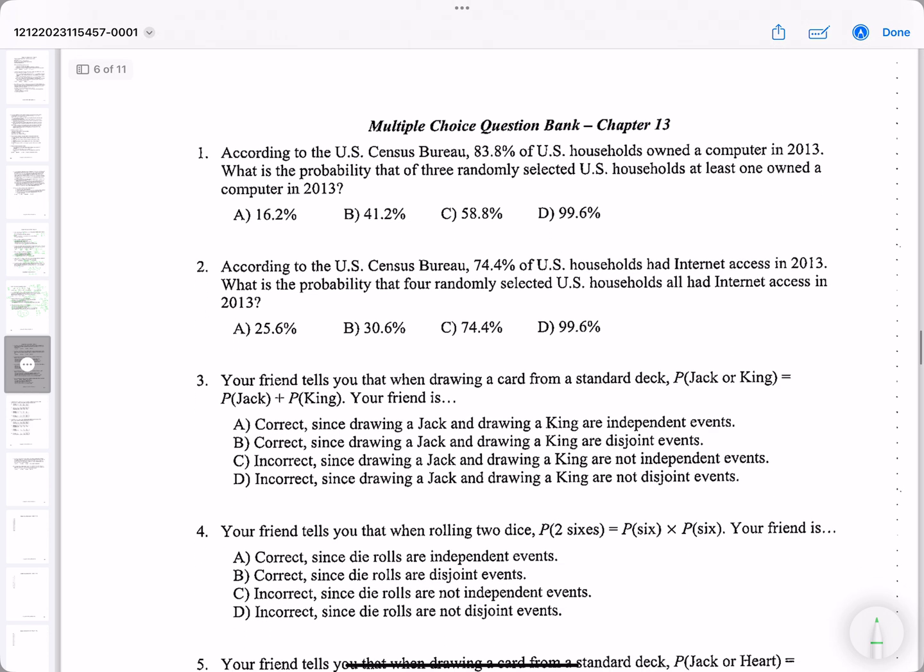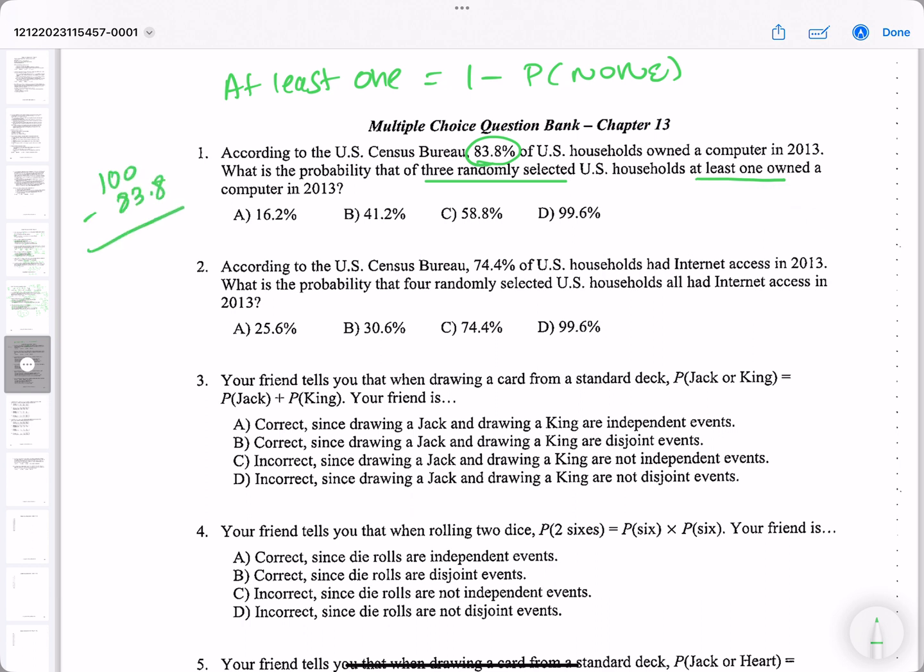Chapter 13. According to the U.S. Census Bureau, 83.8% of U.S. households own a computer. What's the probability that 3 randomly selected households will have at least one? Well, at least one, if you look back at your notes, I have you doing 1 minus the probability of none. So the probability of none is going to be 100% minus 83.8%. So that's going to be 16.2%.